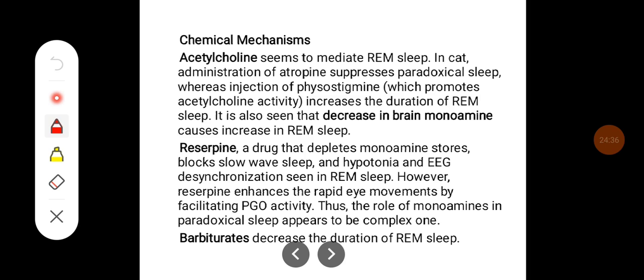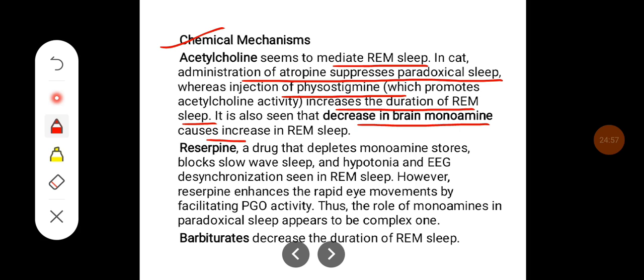The chemicals which are responsible for REM sleep. Acetylcholine seems to mediate REM sleep. In cat, administration of atropine suppresses paradoxical sleep, whereas injection of physostigmine, which promotes acetylcholine activity, increases the duration of REM sleep. It is also seen that decrease in brain monoamine causes increase in REM sleep.